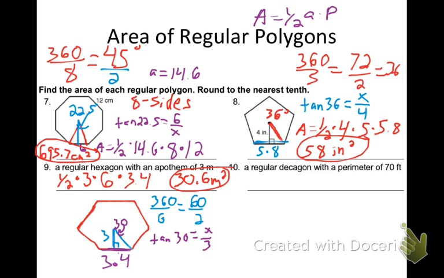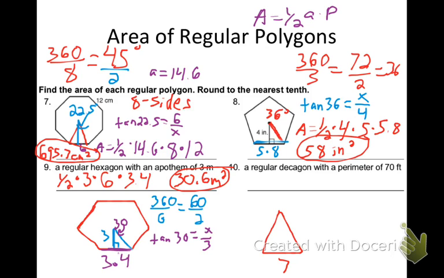Number 10. A regular decagon. How many sides is a decagon? 10 sides. Nice job. Now, it has a perimeter of 70. I'm really bad at drawing decagons, so I'm just going to draw kind of this partial triangle here. If the perimeter is 70, what's the length of each of those sides going to be then? 7. Each length is going to be 7.